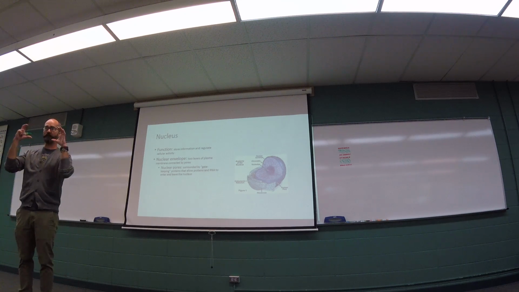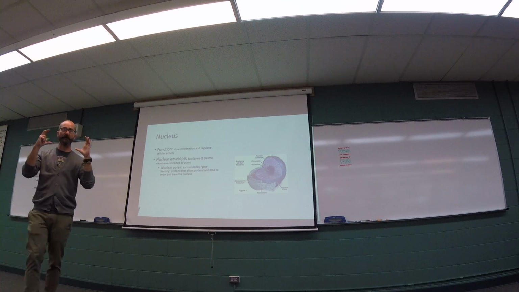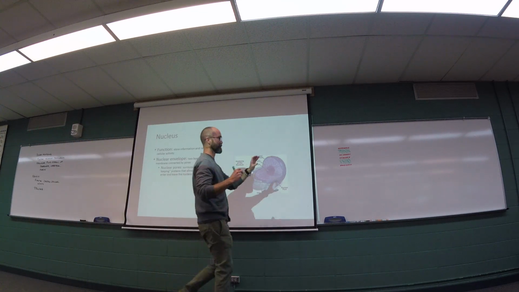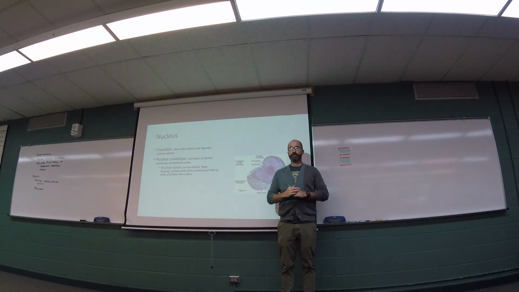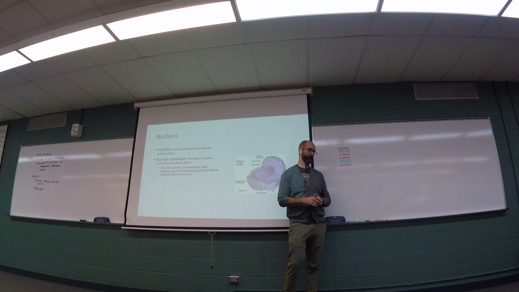So the cell is surrounded by a single layer of plasma membrane. The nucleus is surrounded by 2 layers of plasma membrane, which really increases how protective that membrane is. I mean, it's super protective. The problem is we need to still communicate with our DNA. Chemical signals need to come into the nucleus, chemical signals need to leave the nucleus.